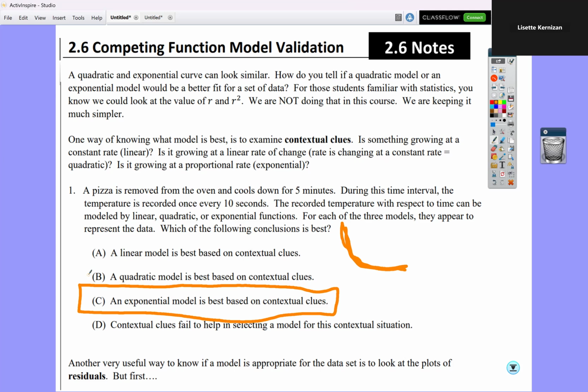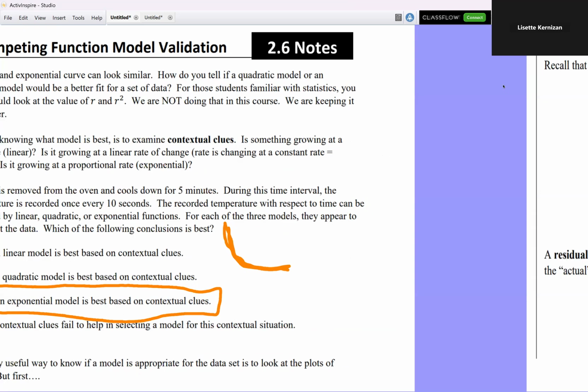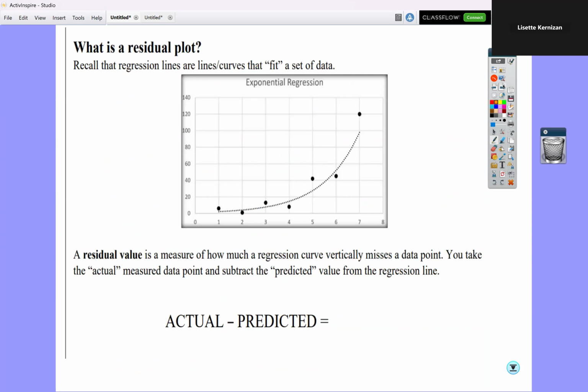Another very useful way to know if a model is appropriate for a data set is to look at the plots of the residuals. I did a video about residuals a few weeks back, and we talked about how to get a residual, right? So what is a residual plot?